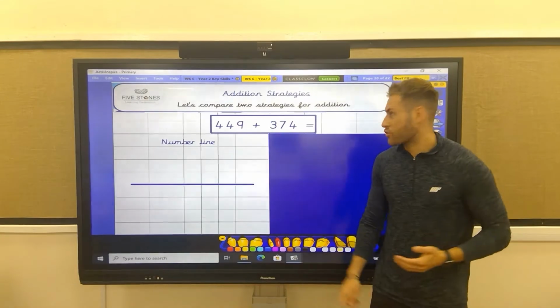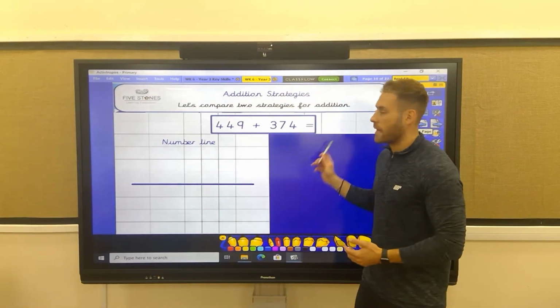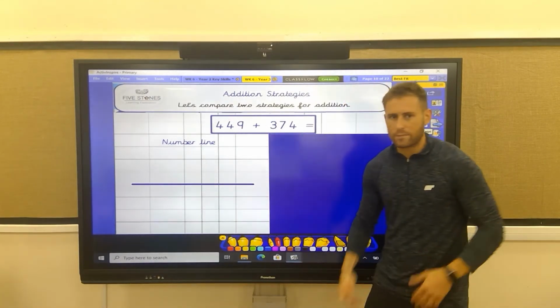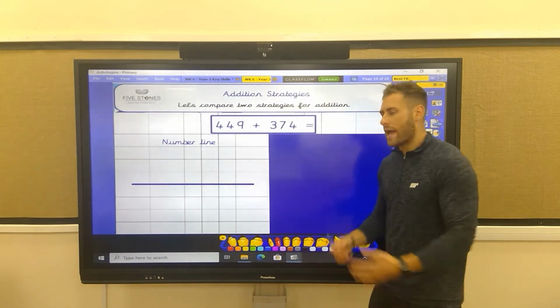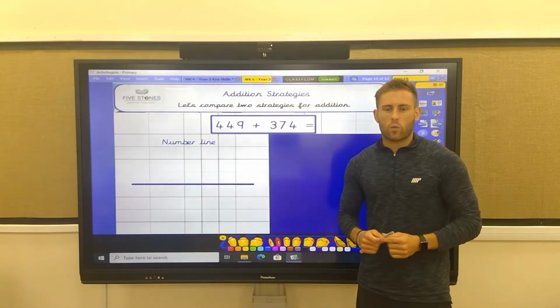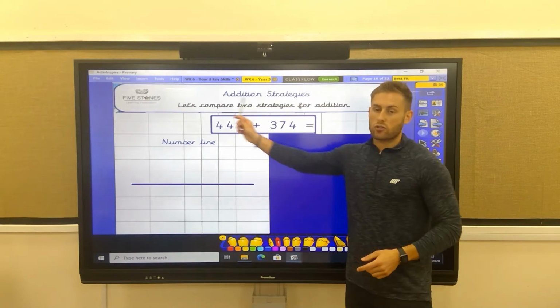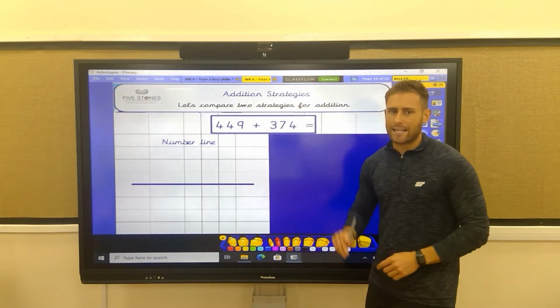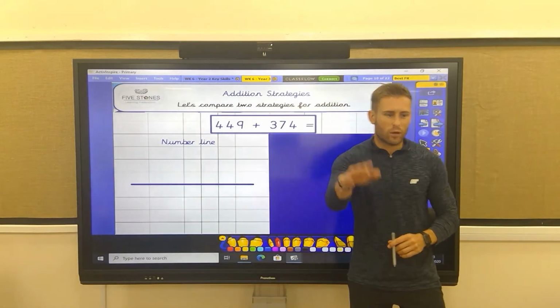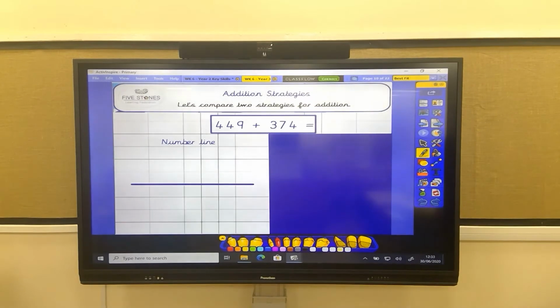Again, pause the screen to allow you to solve this addition calculation using a number line. I'll come back in, then you can pause the screen to solve it with your column method. Think about starting with your original number, adding the added number, which total and sum you get to. Off you go, pause the screen.